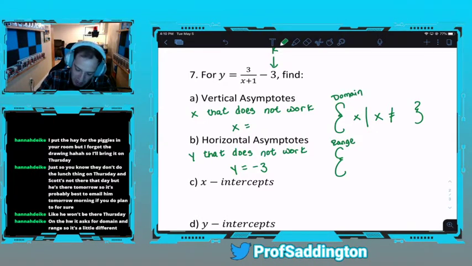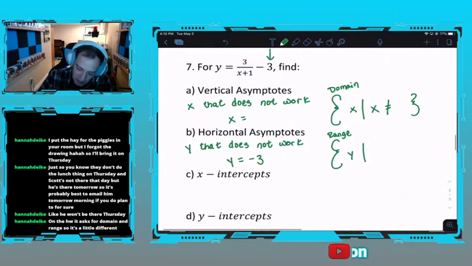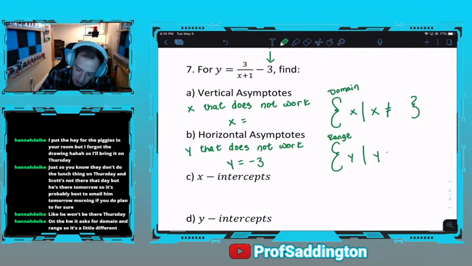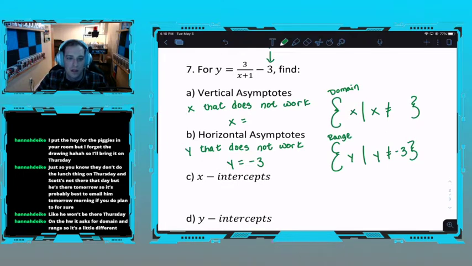So range would be just the y values. And in this case, we just said that the y values cannot equal -3. So I actually just gave you that part on the homework as well. So again, in order to find the domain, you're just finding the x value that does not work in that denominator. You have to find where it's going to make it undefined.